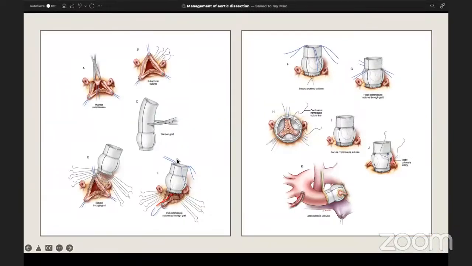Some may use the remodeling technique using a sinus graft, in which you will excise the sinuses, and then with a pledgeted stitch you will suspend the three commissures, and then you will reattach these commissures to the tube graft with the sinuses, which mimics the sinuses that you have excised. And in the same fashion, you would reimplant the coronary ostia.